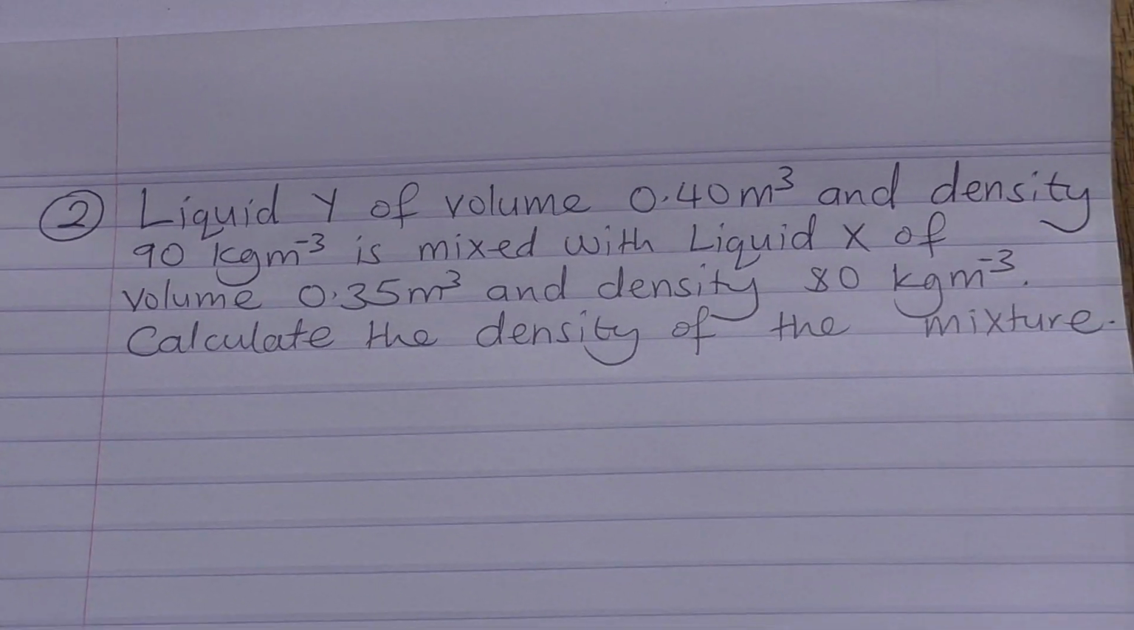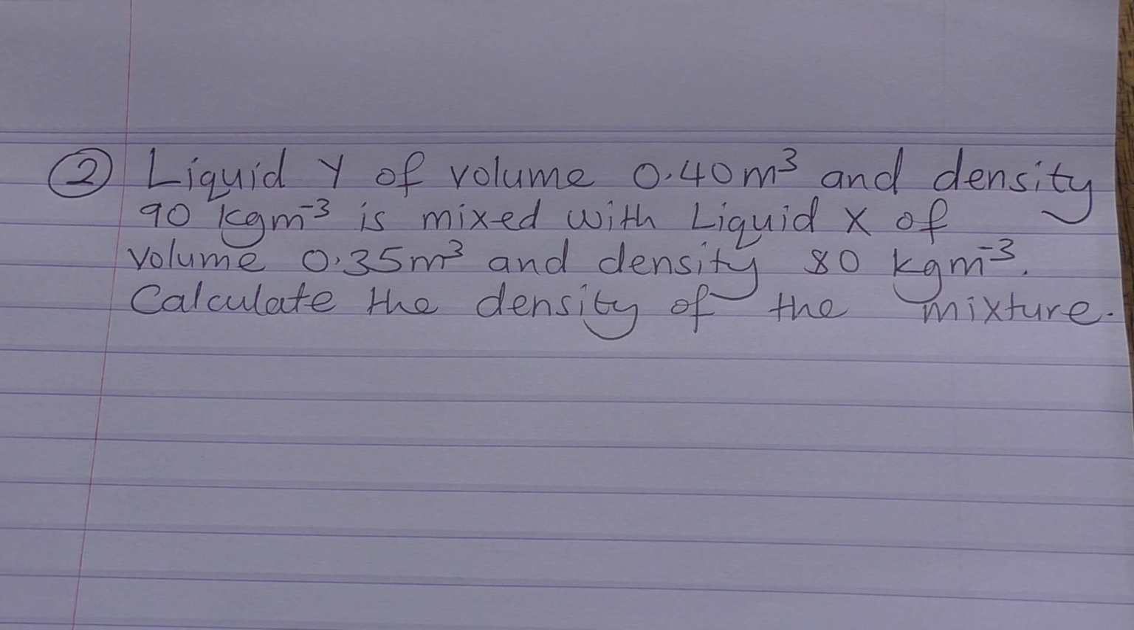In our example 2, we are given that liquid Y of volume 0.40 cubic meter and density of 90 kilograms per cubic meter is mixed with liquid X of volume 0.35 cubic meter and density 80 kilograms per cubic meter. They want us to find the density of the mixture.